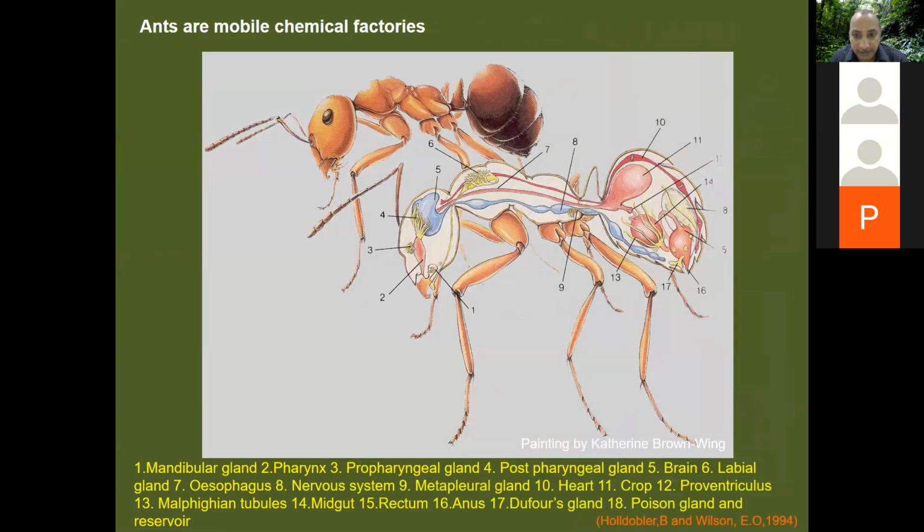If you look at an ant, you may think it is a simple ant, but if you look at their chemical mechanisms, they have several glands which produce different chemicals to do different functions. So it's a chemical factory, with several glands all over their body to do several things. That is how they are highly successful, because they can understand the entire world by their chemical senses. This is an artistic illustration of an ant showing the different glands, their anatomy, and their functions.